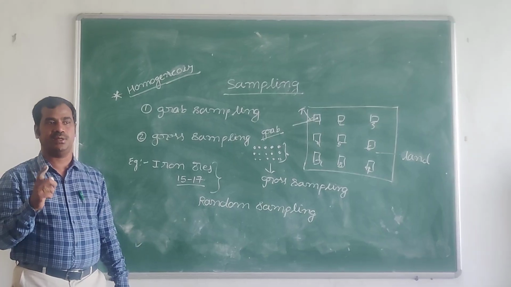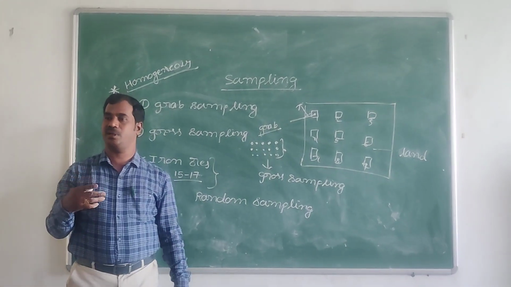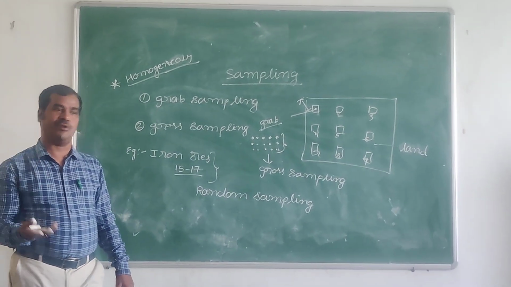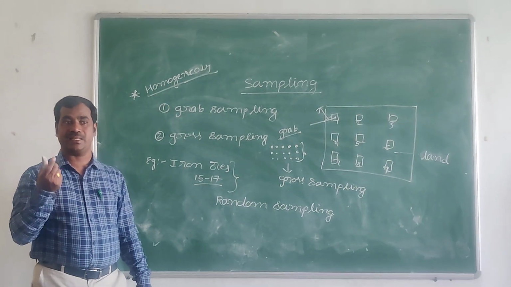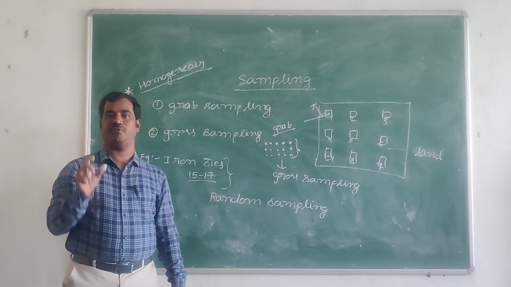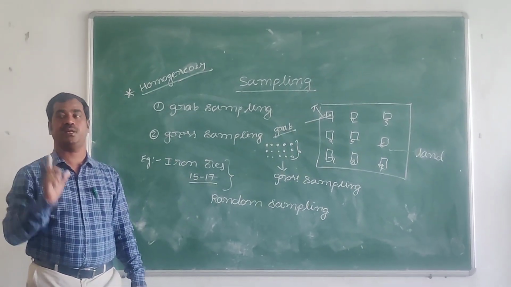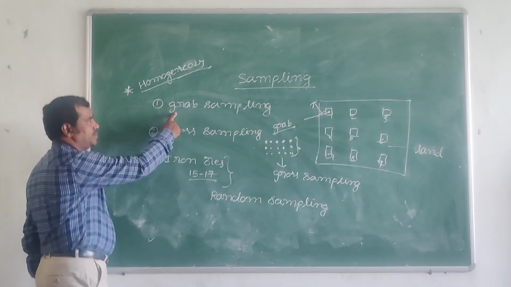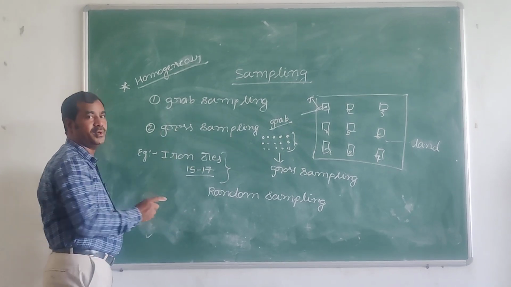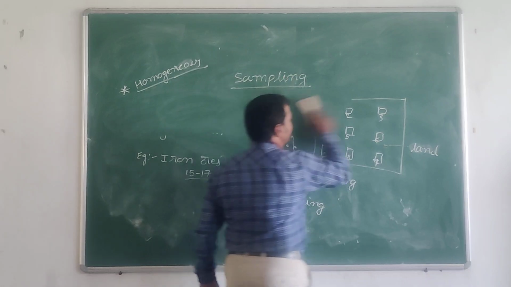If it is homogeneous, our definition will be valid. What is the definition? Extraction, meaning any type of analysis, like volumetric, instrumental, gravimetric methods, from a small quantity of material from a large quantity. But the sample must be homogeneous. That is an important condition. So grab sampling, gross sampling, and random sampling are the different types of sampling procedures. Then we discuss the classification of sampling.